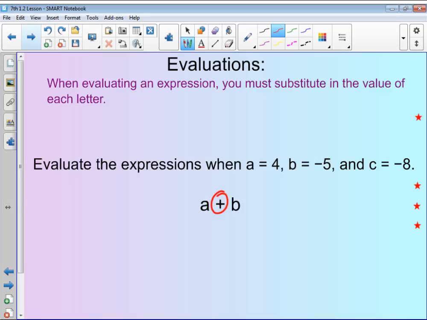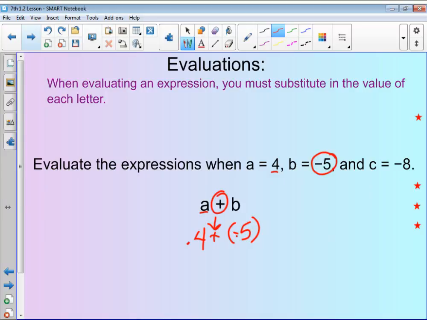So here, I have for A, well, A was worth 4. So I'm going to substitute a 4 in there. I'm going to just go ahead and bring my plus sign. And now B was negative 5. So plus negative 5. By golly, that looks like something that we've been doing. So now if I look at these, this is a positive 4 inferred because there's no symbol there. And a negative, those are different symbols.